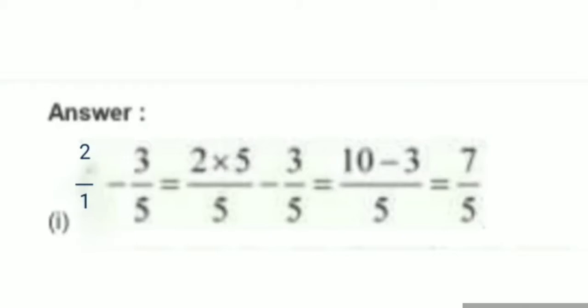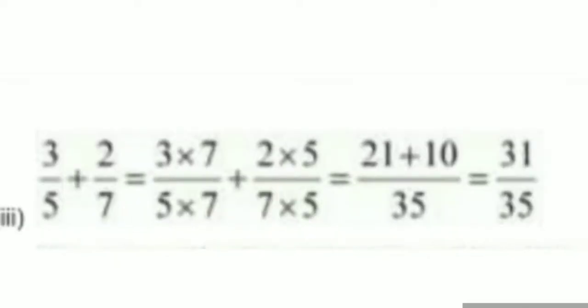So 2 into 5 is 10. 10 minus 3 upon 5. Okay, so 10 minus 3 is 7, so the answer is 7 upon 5. Now see the third one also. Third is 3 upon 5 plus 2 upon 7.